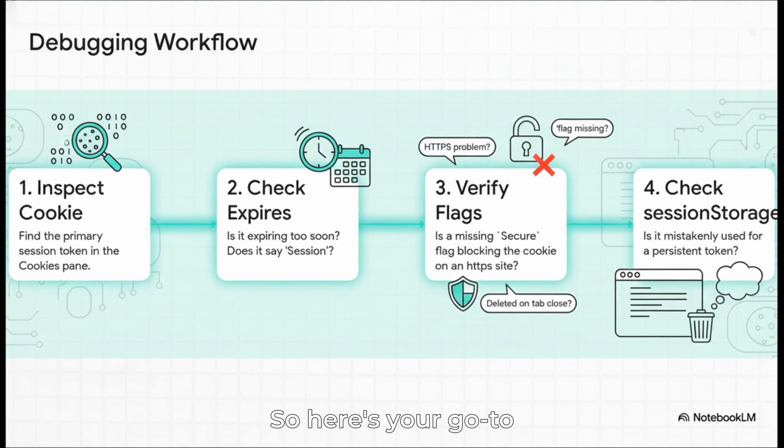So here's your go-to debugging workflow. Step 1, go straight to the cookies and find that main session token. Ask yourself, is the expiration date set correctly? Is it expiring way too soon? Step 2, check those security flags. Is the site running on HTTPS, but the cookie is missing that secure flag? Yeah, that's not going to work. And finally, step 3, just take a quick peek at session storage. Is it possible someone accidentally put the login token in there? Because if they did, it's going to get wiped out every single time the user closes their tab.